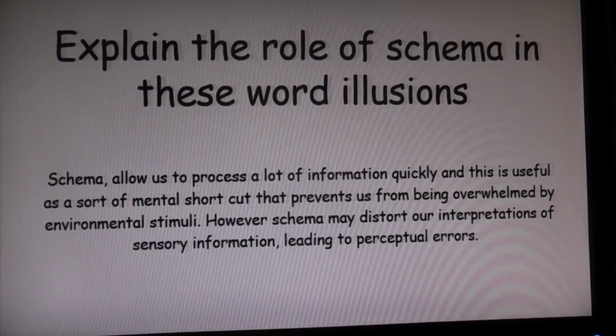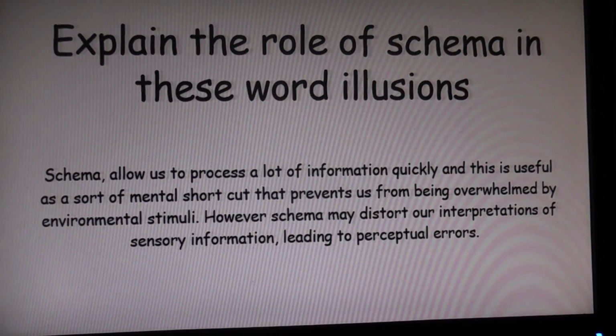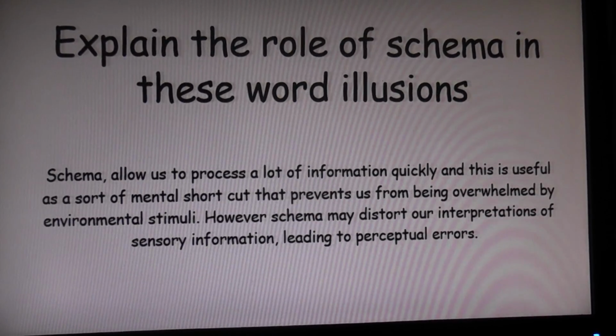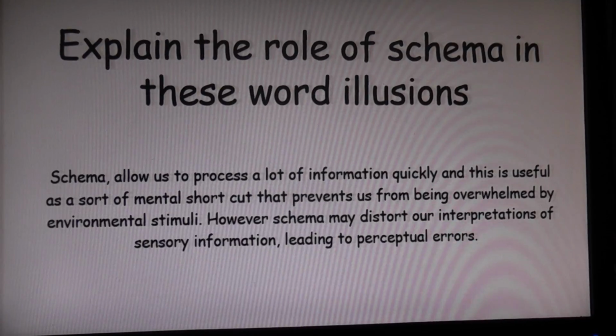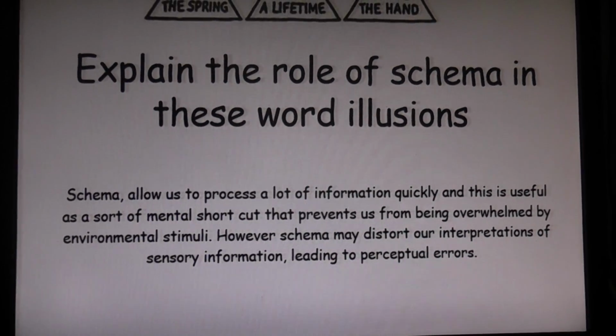So, schemas allow us to process a lot of information quickly, and this is useful as a sort of mental shortcut that prevents us from being overwhelmed by environmental stimuli. However, schema distorts our perception, leading to perceptual errors.